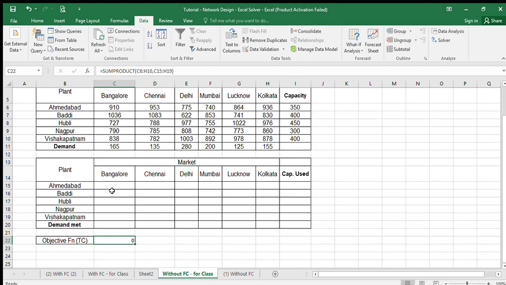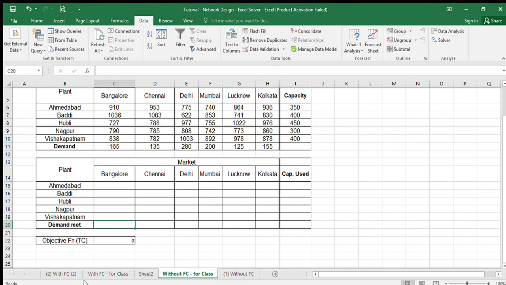To check whether the formula is right, instead of leaving this cell empty, I am entering the value 1. If the formula is right, 1 is multiplied with 910, and since the rest are all zeros, you should get the value 910. So let us see what we get. Of course, the formula is right, so you can delete this one. Fine.